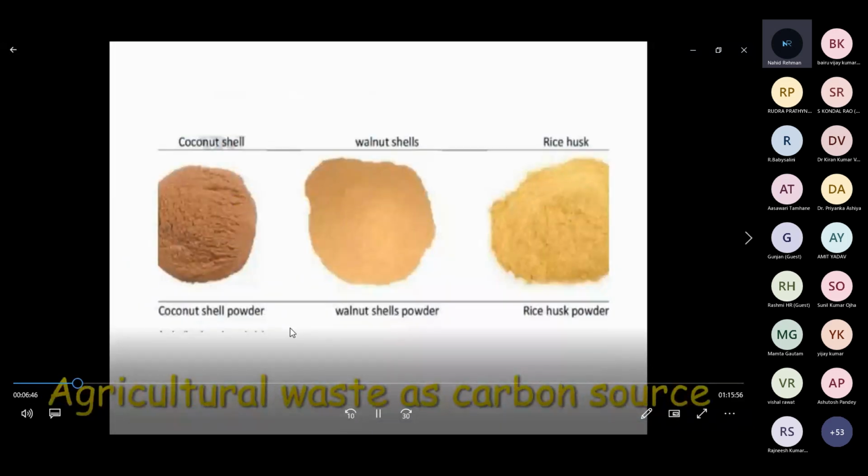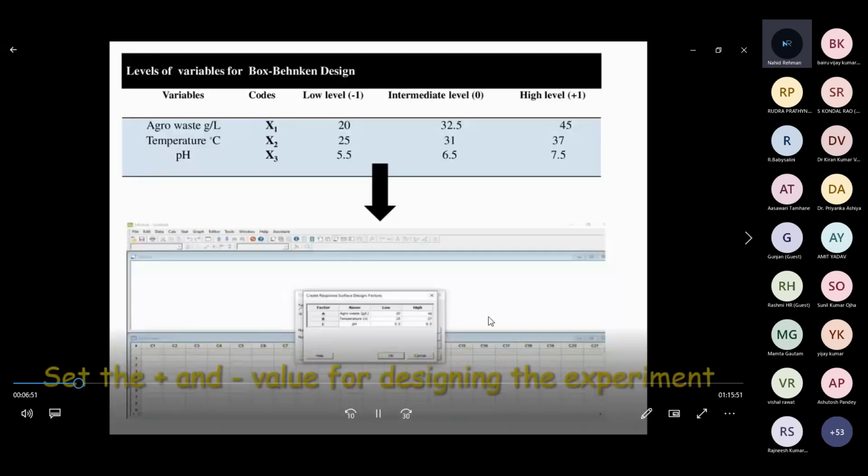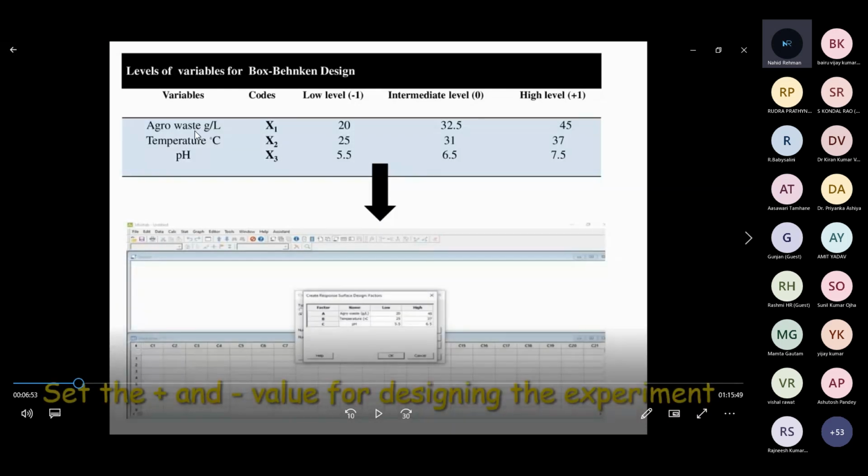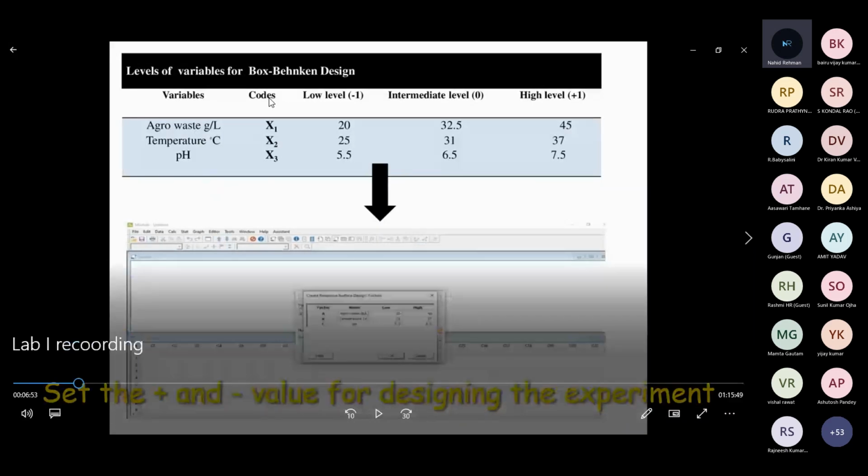Let the video run. So you are going to design the experiment through the response surface methodology. Suppose there are three variables, which are the parameters. You can pronounce it either variables or parameters. The first one is the agro waste, the powder which you want to convert. The second is the temperature, and the third is the pH. These are given the codes x1, x2 and x3.